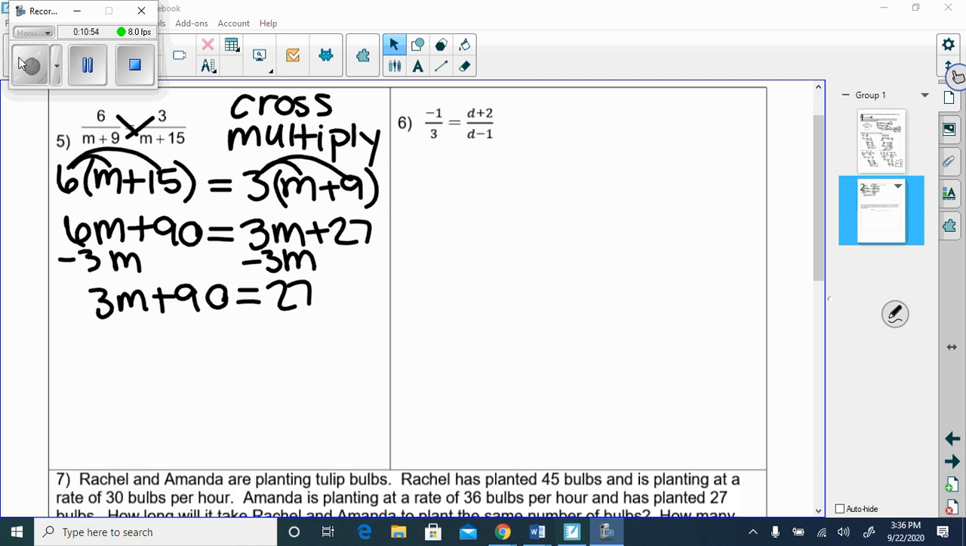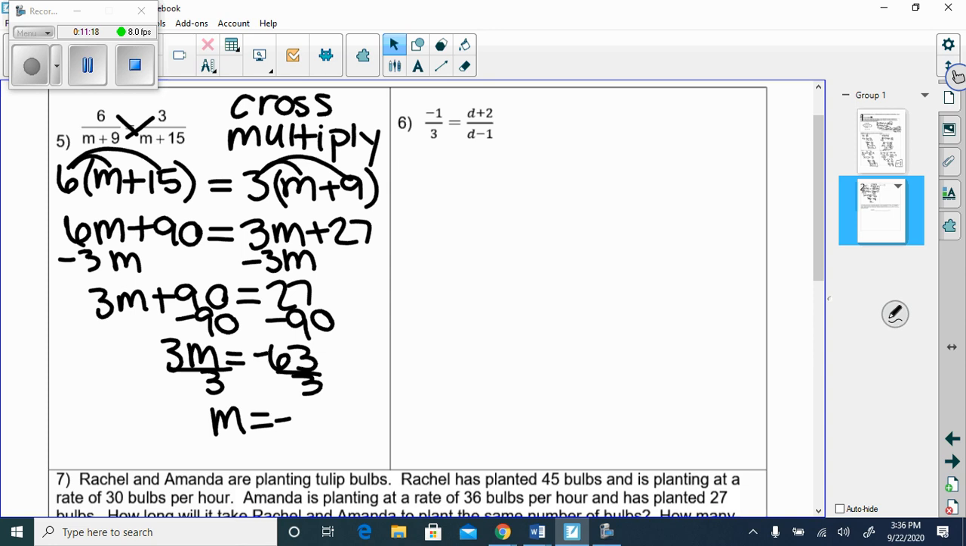Okay, so what do I need to do now? Good. I have 3m. What is 27 minus 90? So I'll have negative 63, and then I just divide. Awesome. So I did get m is negative 21.